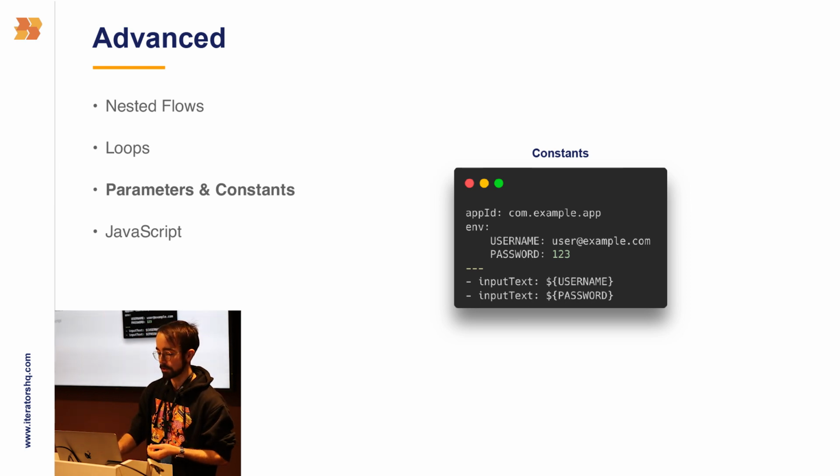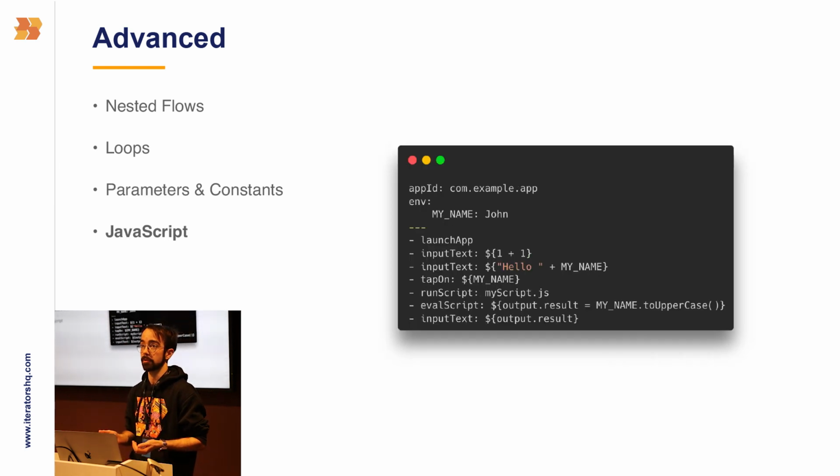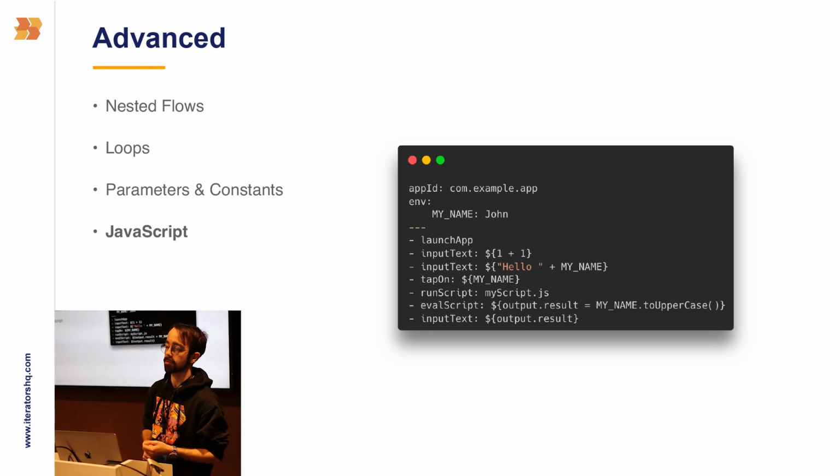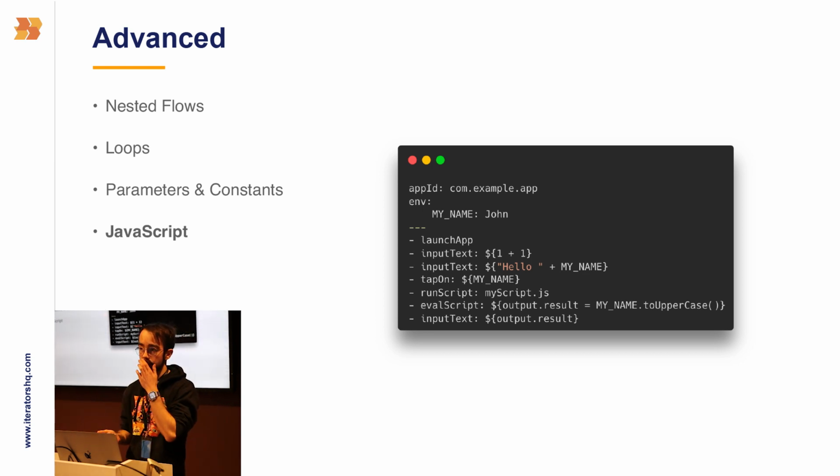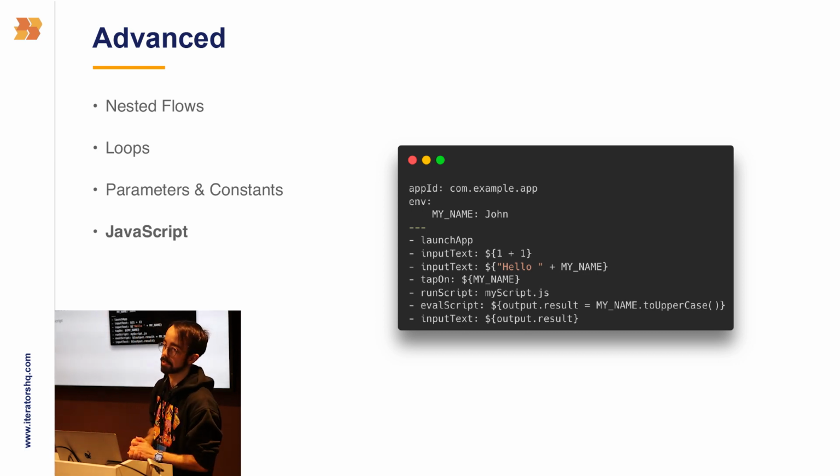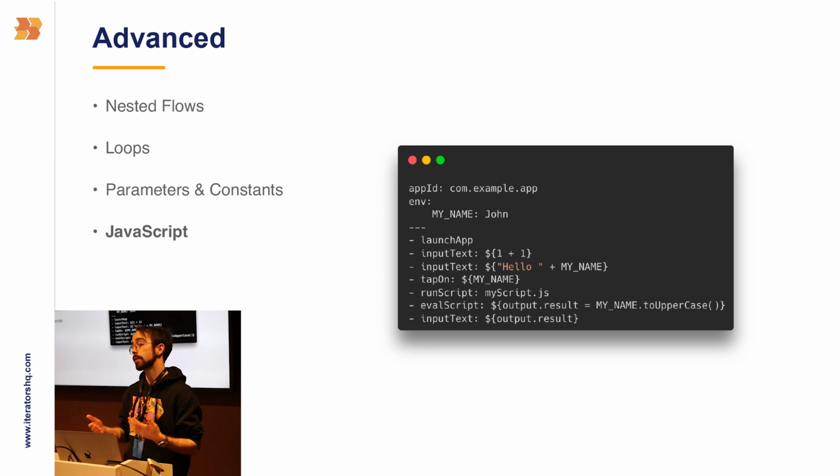But perhaps the most powerful feature of Maestro is its JavaScript extensibility. You can evaluate JavaScript inline using, again, this curly brackets syntax, or you can run external JavaScript files. So here, for example, we're inputting at the beginning 1 + 1 evaluates to 2, hello plus my name evaluates to hello John, etc. And Maestro will work with that, just as you would normally write it. We can run an external JavaScript file using run script and then supplying it with the external file name. And we can also evaluate just inline using eval script.